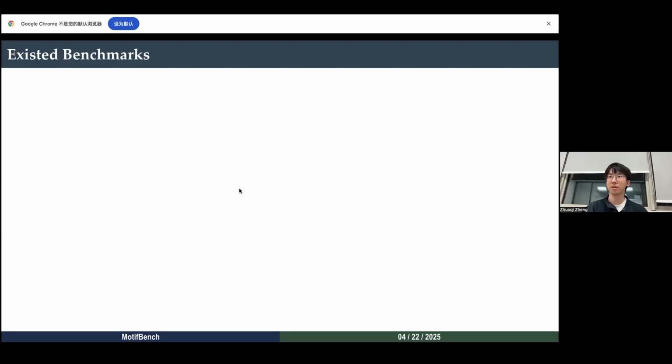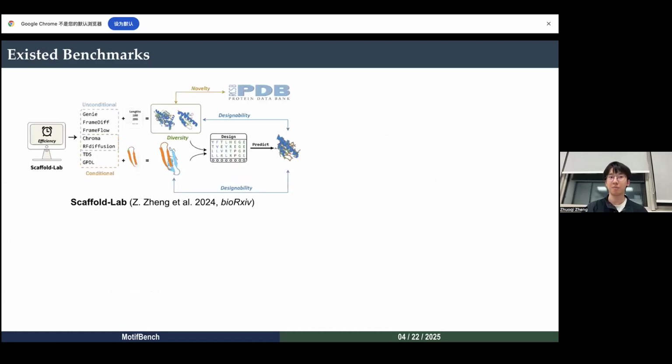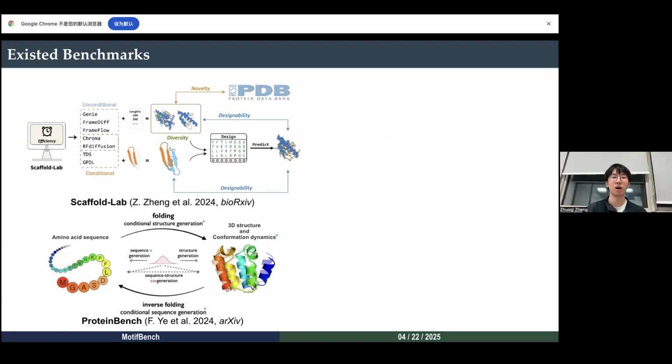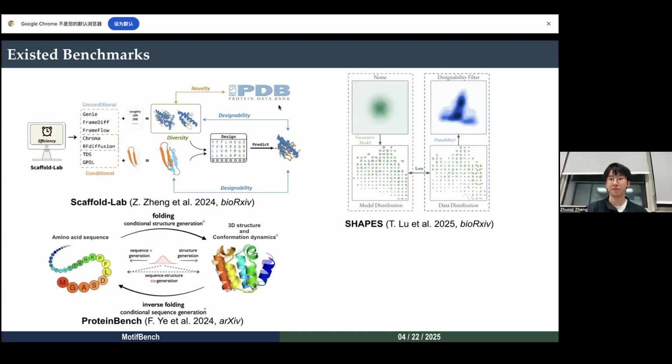There have already been some benchmarks which aim to solve this problem. Like a previous work by us, Scaffold Lab aims to evaluate protein backbone generation methods, both unconditional and motif scaffolding methods. And we also have MotifBench, which covers a wide range of scenarios in protein generative models, such as sequence design, structure design, and structure conformational prediction. And also we have shapes, which focuses on measuring the difference of the distributions in the topology space between the designed scaffolds and the native ones.